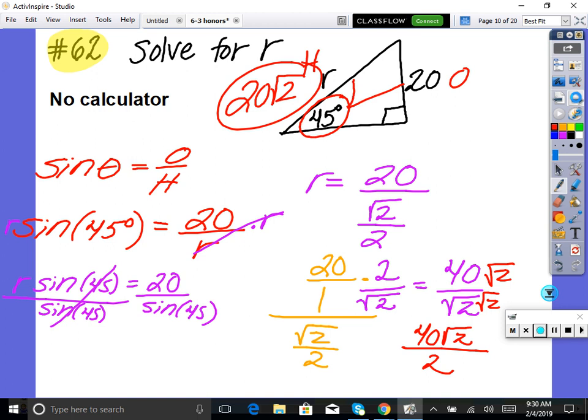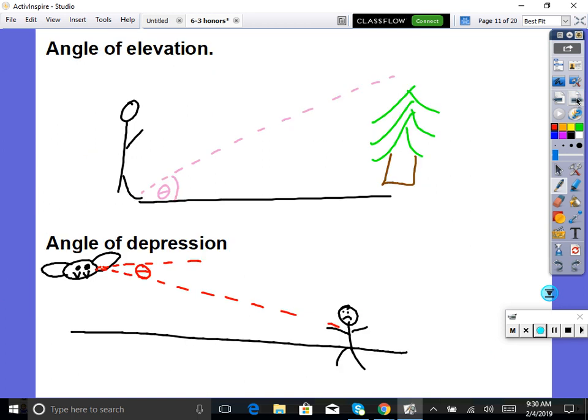Okay, these are two new words you need to know. Angle of elevation and angle of depression. So angle of elevation is created when somebody's eyes start from the ground and look up to something. It's that angle right there, from the ground up to where they're looking. That is the angle of elevation. Now, angle of depression, people always get wrong. This is the one on the test people miss most because they don't put the theta in the correct spot.